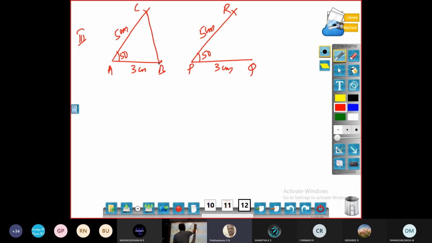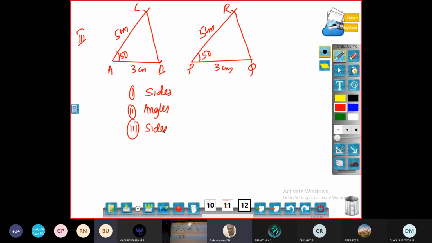Now join this one. Now you tell me whether they will coincide with each other or not. Yes, sir. They will coincide. What are the parts that I took here? One pair of sides, then one pair of angles, then the third one, another pair of sides. I took 3 pairs. When I took 3 pairs, that is fixing the triangles as congruent. Now you can write triangle ABC congruent to triangle PQR.